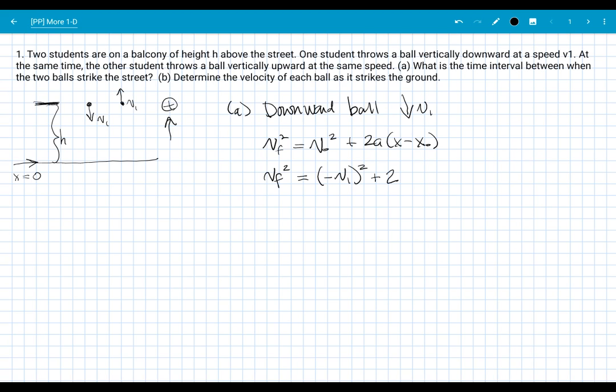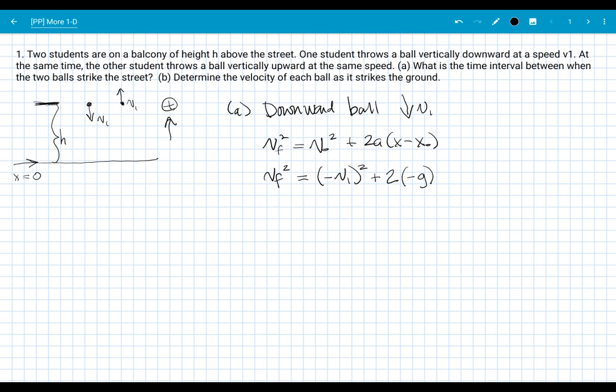Plus 2, the acceleration here is g. It's downward directed, which is negative, so I'm going to sub that in as negative g here. And my displacement, so think about this: my displacement going from h to 0, that's downward displacement.